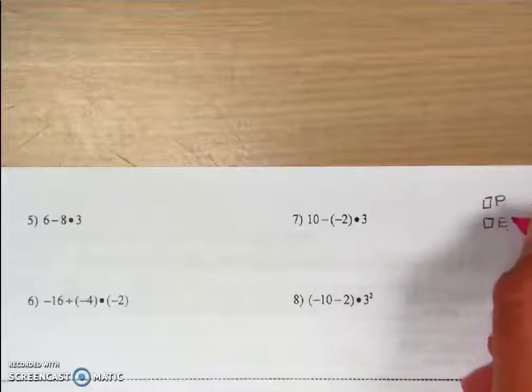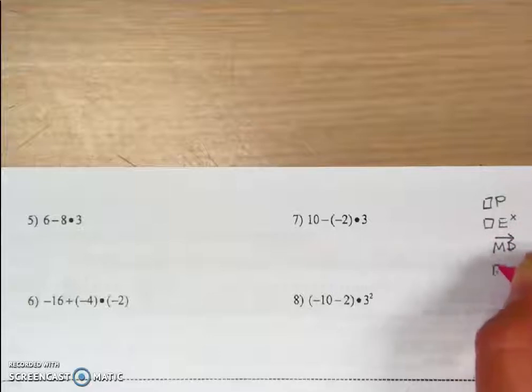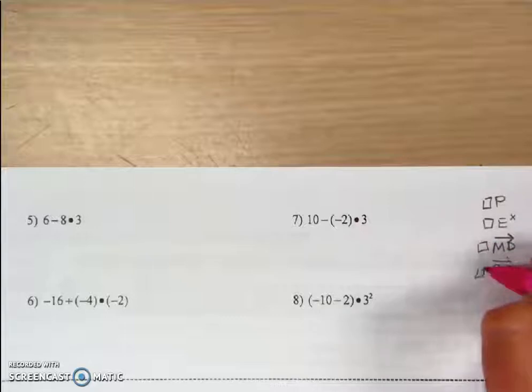Then we move on to exponents. And then multiply or divide, left to right. Add, subtract, left to right would be last. So if you want to make a little checklist, you can.